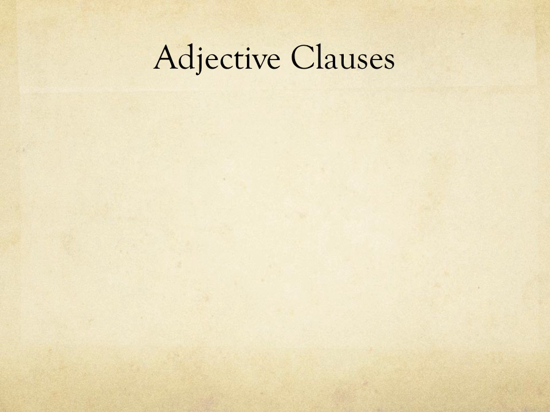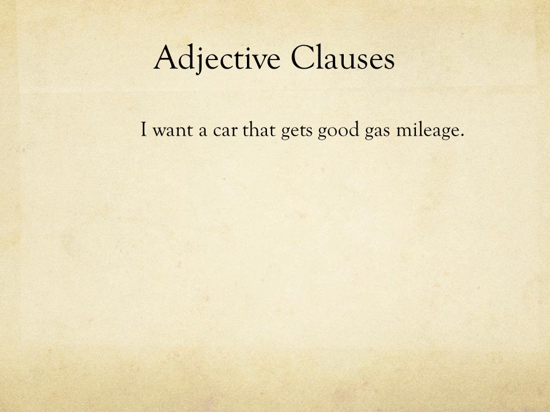Adjective clauses are similar. Here's an example. That gets good gas mileage. You could probably come up with something to make it complete, like this. I want a car that gets good gas mileage. The clause, that gets good gas mileage, describes the noun car.